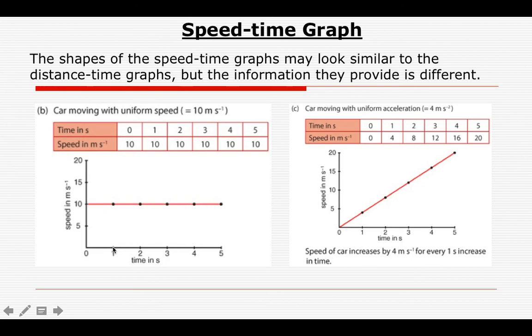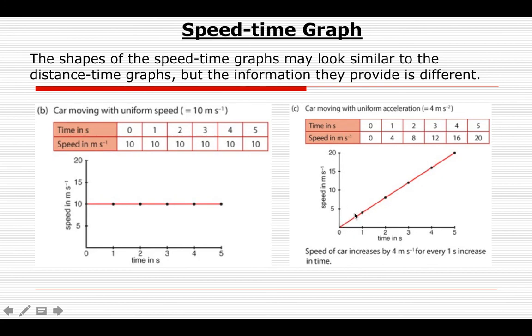So even for 1, 2, 3, 4, 5 seconds, the speed is pretty much 10 meter per second. So a horizontal straight line parallel to the x-axis or parallel to the time axis in a speed time graph means the object is moving with a constant speed. Now, how about a graph like this, part C? So you have time along the x-axis and the speed along the y-axis.